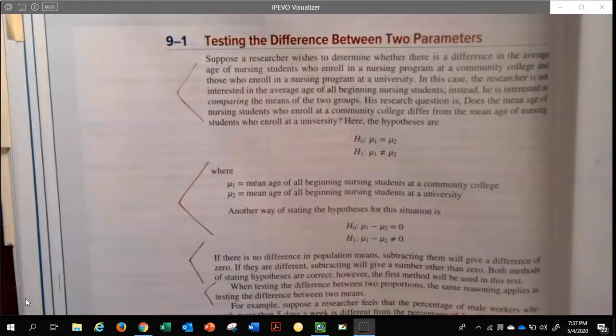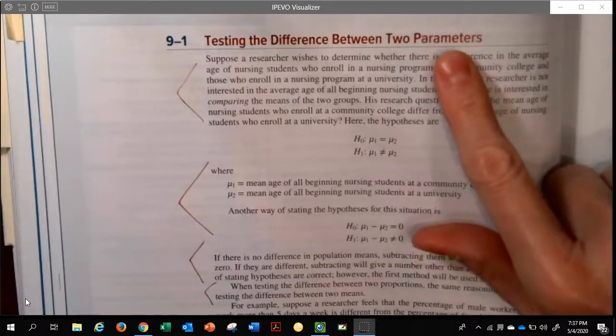We are now at 9.1, and this section, as you see, is called Testing the Difference Between Two Parameters.